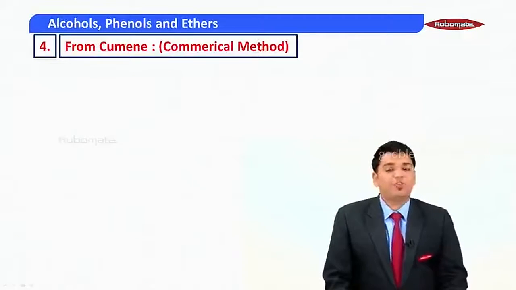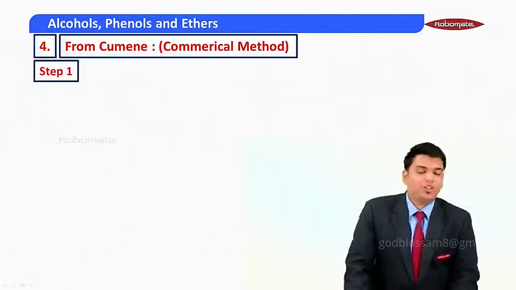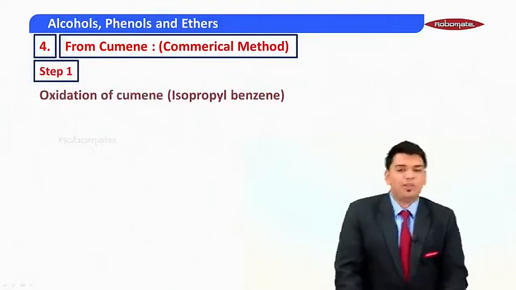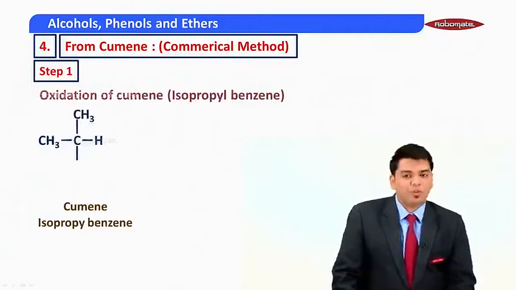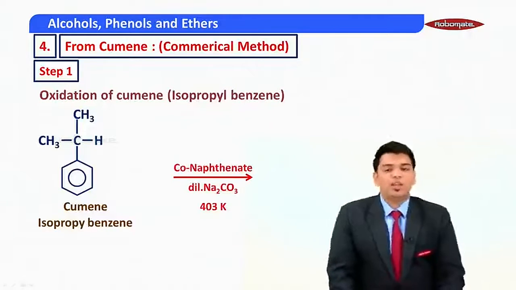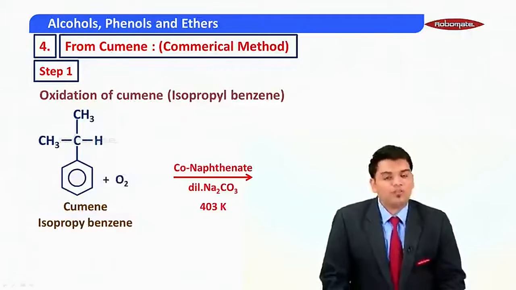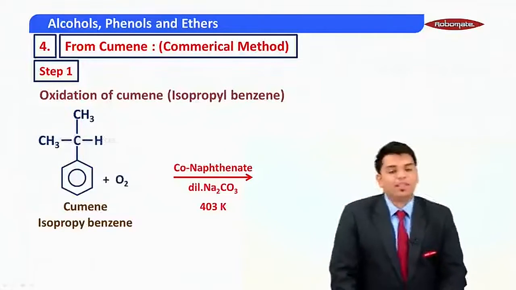Now, preparation of phenols from cumene is also the commercial method. The first step involves oxidation of cumene, which is isopropyl benzene. So we have the isopropyl group here and benzene. This is reacted with oxygen in the presence of cobalt naphthenate and dilute Na2CO3 at 403 Kelvin.